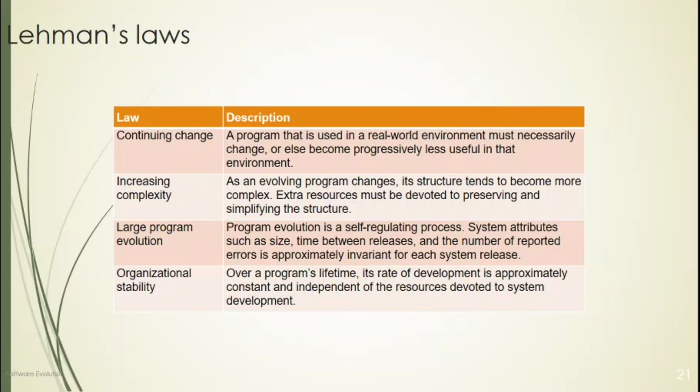As the system environment changes, new requirements emerge and the system must be modified. When the modified system is reintroduced to the environment, this promotes more environment changes, so the evolution process starts again. So the first one is continuous change, where a program used in a real world environment must necessarily change or become progressively less useful in that environment.